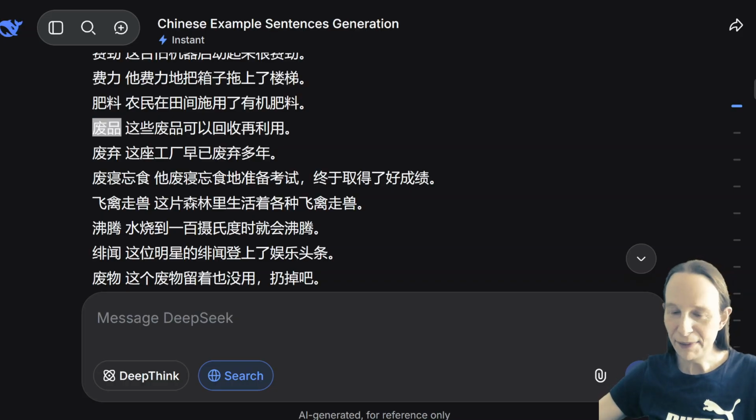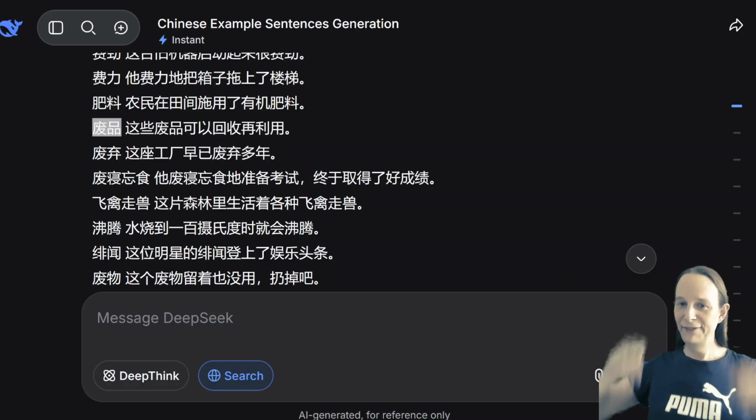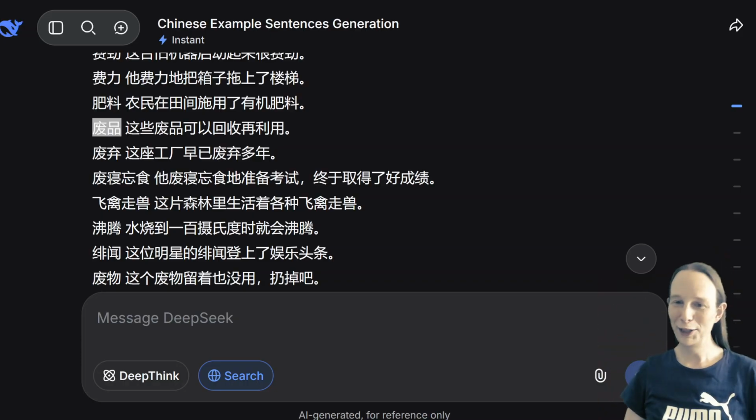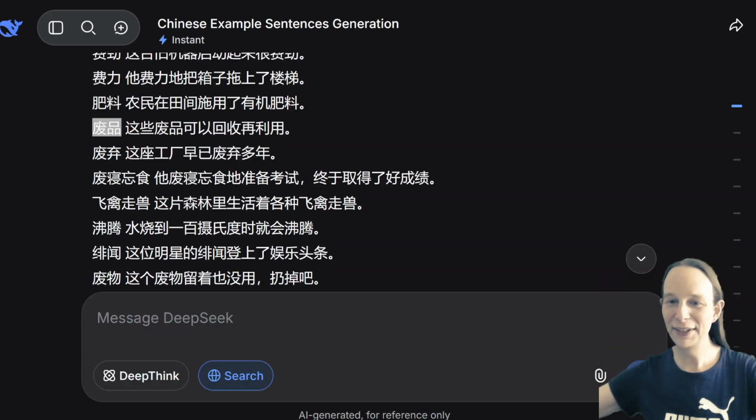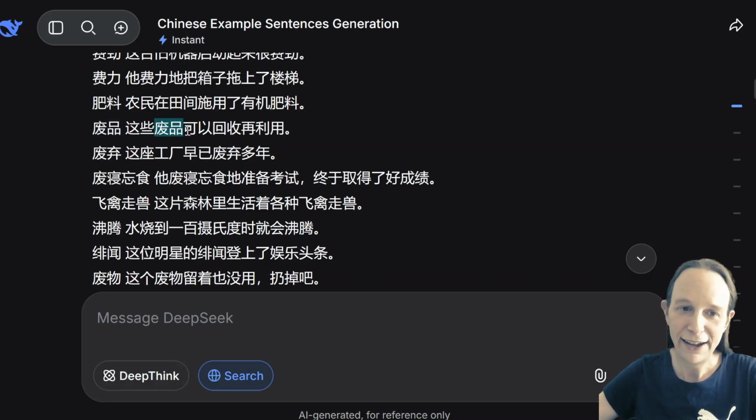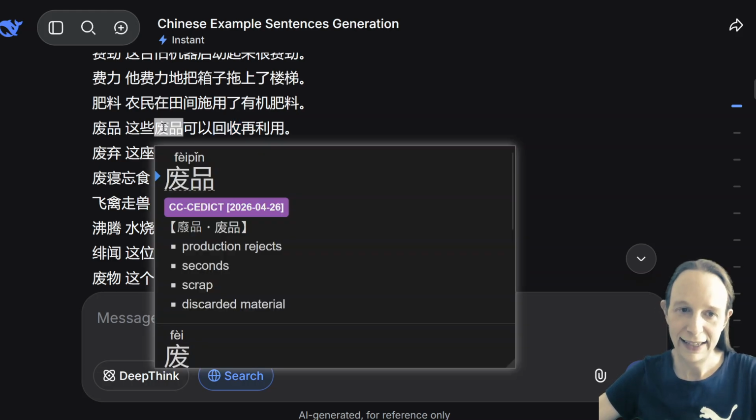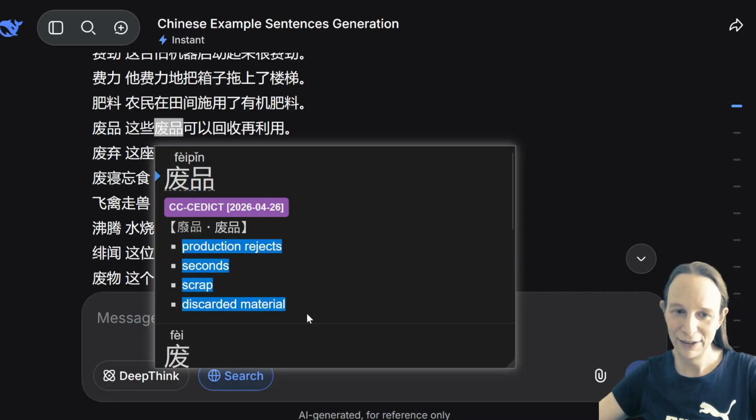All right. Okay, 废品. So we've seen this 废 meaning abolish or no longer in use kind of thing. 这些废品可以回收再利用. Yeah, so rejects, discarded materials. 废品.